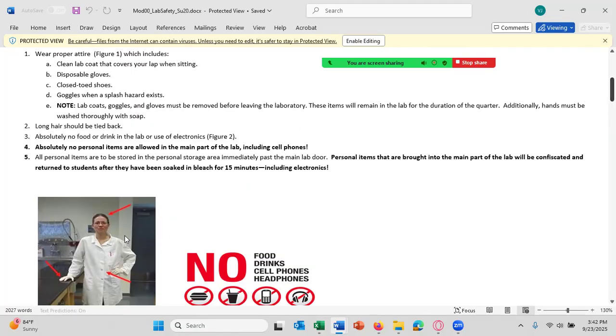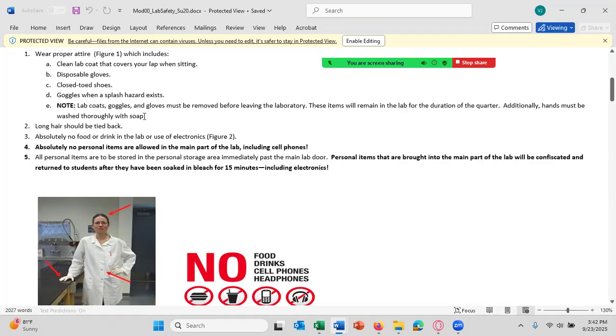Goggles when a splash hazard exists. I don't know if that lady is wearing goggles or if those are her eyeglasses. You only need to wear goggles when a splash hazard exists, where something liquid can carry microorganisms into your eye, or you're working with a liquid hazardous chemical which could splash into your eye. Lab coats, goggles, and gloves must be removed before leaving the lab. These items will remain in the lab for the duration of the quarter.